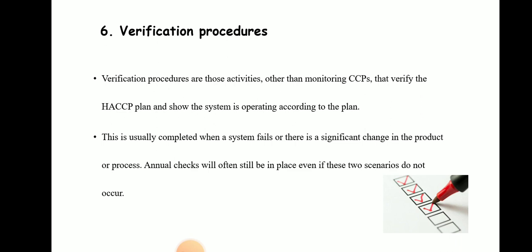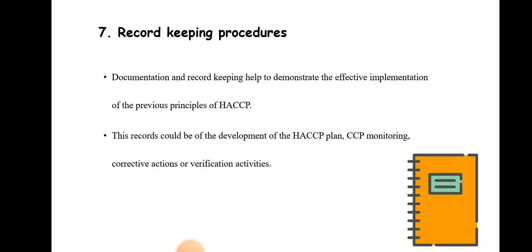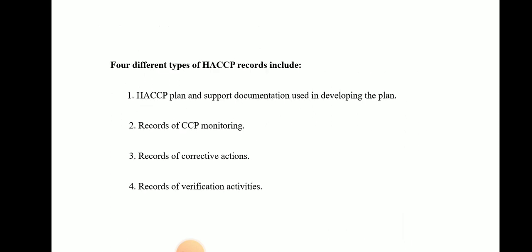And the last principle of HACCP is record keeping procedures. Record keeping is very important, and documentation and record keeping help to demonstrate the effective implementation of the previous principles of HACCP. These records could be of the development of the HACCP plan, the CCP monitoring, the corrective actions or the verification activities that are done. The different types of HACCP records can include the HACCP plan and the supporting documents that are used in developing the plan.